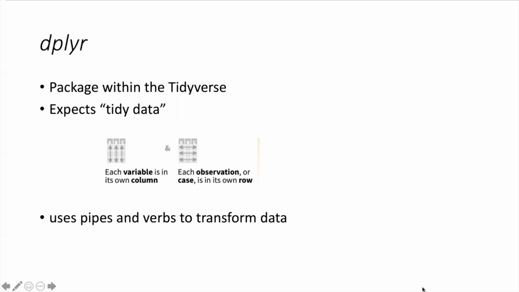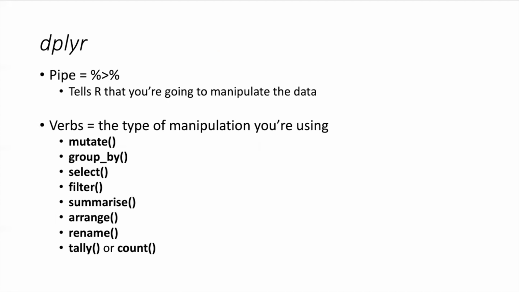And the most important thing, in my opinion, about dplyr is that it uses pipes and verbs to transform data. Now, I'm going to go into more depth about what these are in a minute once we jump into the code. But for now, let me just quickly explain what this is. So a pipe is this little funky contraption, it tells R that you're going to manipulate data. And verbs tell R the type of manipulation you're using.